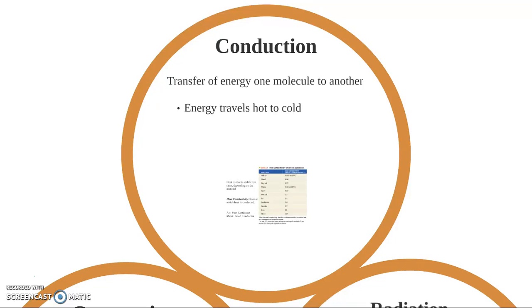Conduction is the transfer of energy from one molecule to another. A simple way to think of this is playing billiards or pool. When you have one pool ball moving along, it has energy. It hits another ball that is stationary. All of a sudden, the cue ball stops and the ball that it hits starts moving. The energy was completely transferred from the cue ball into the other ball, which is now moving. The same method happens with conduction.